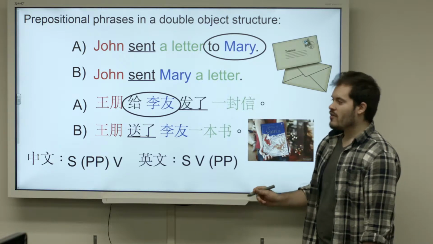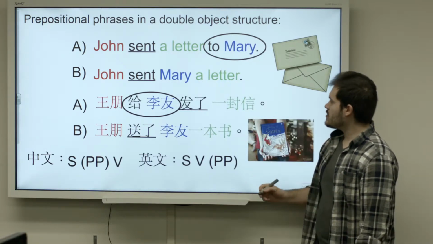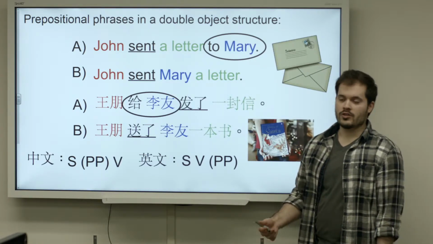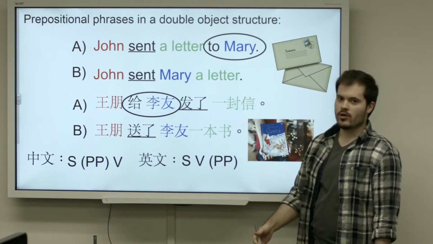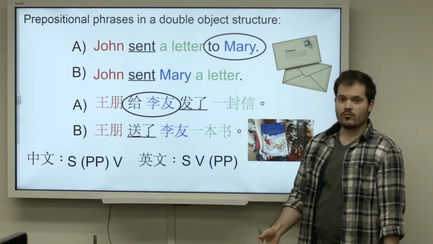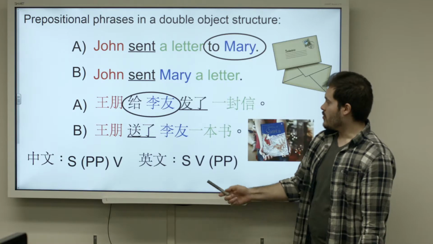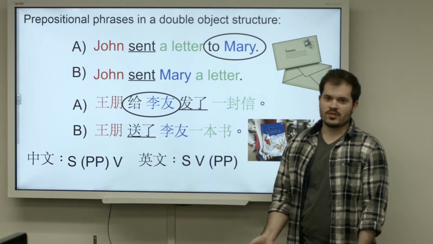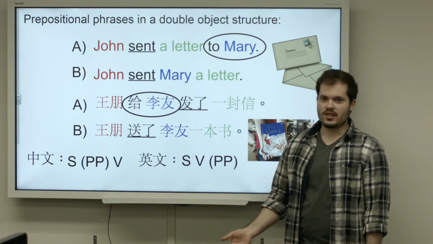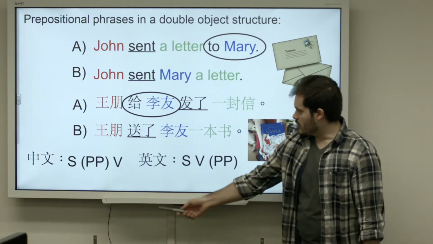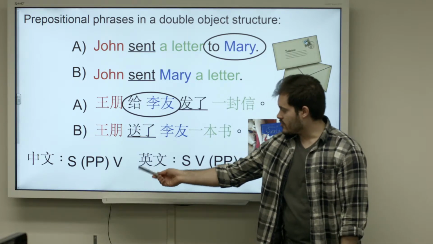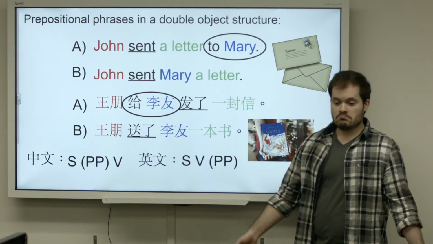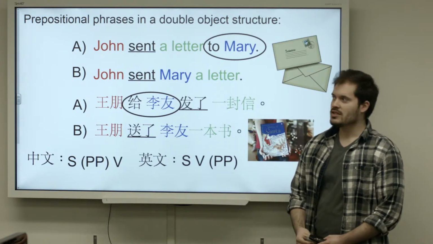Things get a little different, but not very different, in prepositional phrases. So when you have a prepositional phrase, right, like all the English examples that have to Mary or on the shelf, it's the same thing in Chinese, but the prepositional phrase is in a different position in the sentence, right? And we're used to that too. All prepositional phrases in Chinese are in a different place in the sentence than they are in English, right? In Chinese, we say subject, prepositional phrase, verb, and in English, we say subject, verb, prepositional phrase. That's pretty standard. I don't think that ever changes.